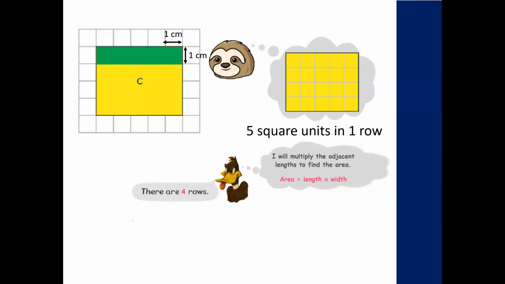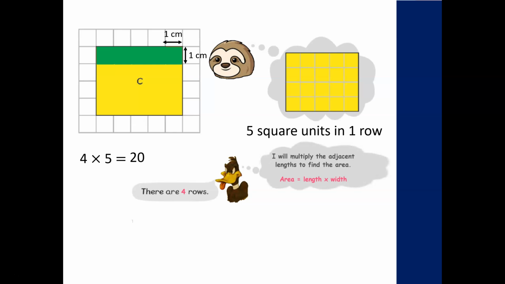Well now, what does that word adjacent mean? Adjacent means beside or next to. In other words, using this rectangle, the length is adjacent to the width. We have here a side length of 5 centimetres and a width of 4 centimetres because there are 4 rows. Remember, each square is 1 centimetre high. Therefore, the area of this rectangle will be 4 multiplied by 5, which we know is equal to 20.